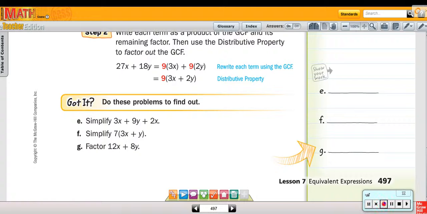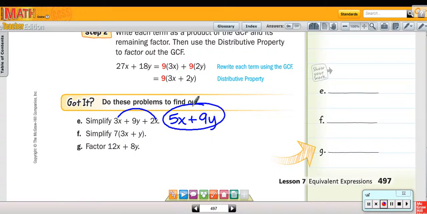Okay, let's take a look at letter E. What are my like terms in letter E? Toby? 3x and 2x makes 5x plus what's left over? 9y. Here's my simplified expression for letter E. Okay, letter F. We have the distributive property. This means I'm sharing 7 with all my other terms. 7 times 3x? 21x. And 7 times y? Plus 7y because it was adding here, right? There's letter F.